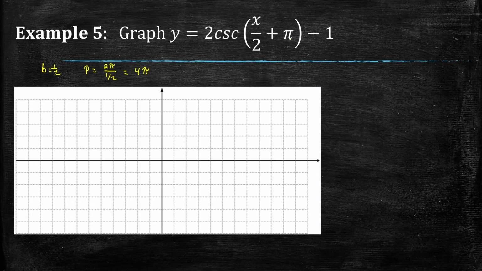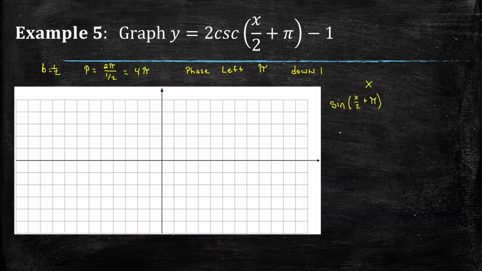And I also have a phase shift, right? So phase shift left pi. And then finally down 1. So the easiest thing to do, again, is to start with a sine of everything in the parentheses. So x over 2 plus pi. And then, of course, my x value here.